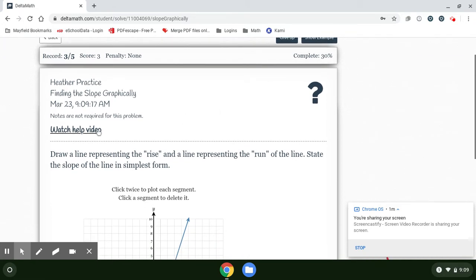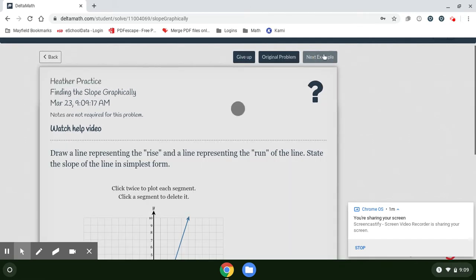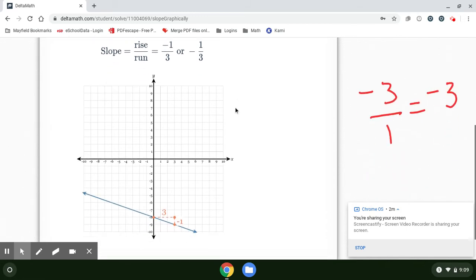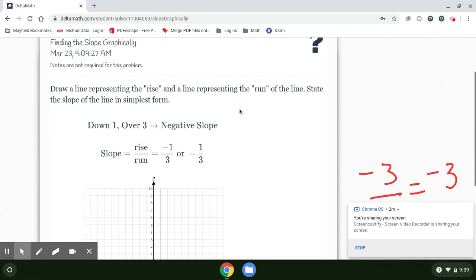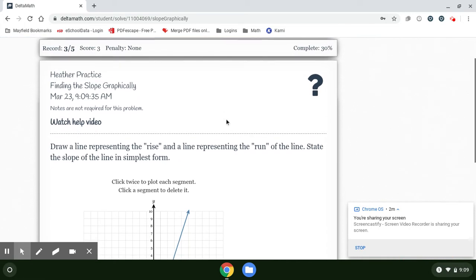Now, if I'm really not sure what to do, I have 2 options. I can click watch a help video, and it will show me an example. I can also click show example, which will bring up an example that was already done. And then I can go back to the original problem. So I'm going to do this one.